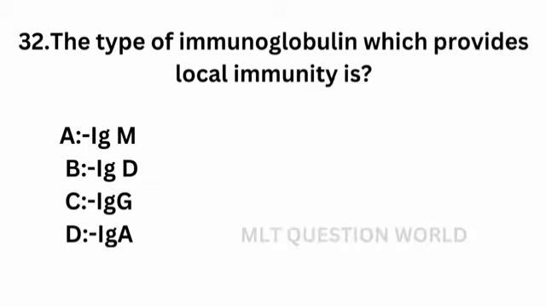Question number 32. The type of immunoglobulin which provides local immunity is option A, IgM, option B, IgD, option C, IgG, option D, IgA.